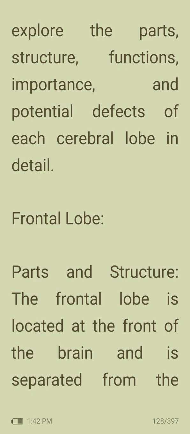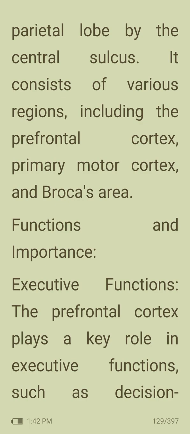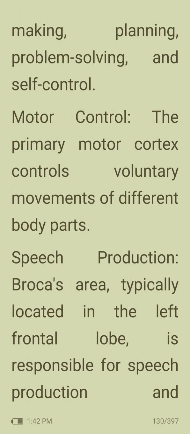The frontal lobe is located at the front of the brain and is separated from the parietal lobe by the central sulcus. It consists of various regions, including the prefrontal cortex, primary motor cortex, and Broca's area. Some functions are important, like executive functions. The prefrontal cortex plays a key role in executive functions such as decision making, planning, problem solving, and self control.